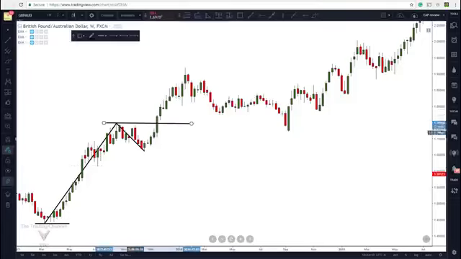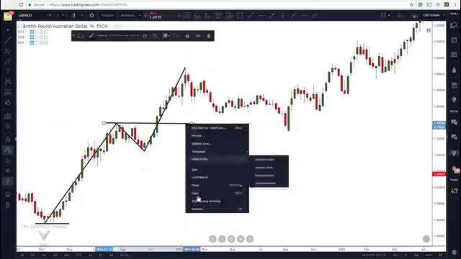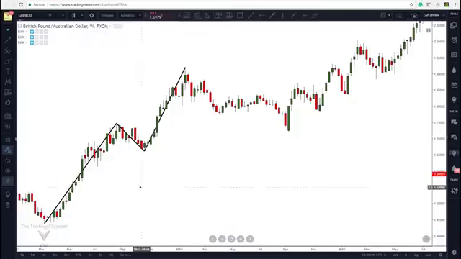So once we've created that high, we're looking for a pullback and then the creation of a new high. This 3-point move is how we can start to determine market direction. Once we have this 3-point move, a low to a high, to a pullback or higher low, to a new high, once that's created, then we can determine that the market direction is currently up. The market direction is bullish.